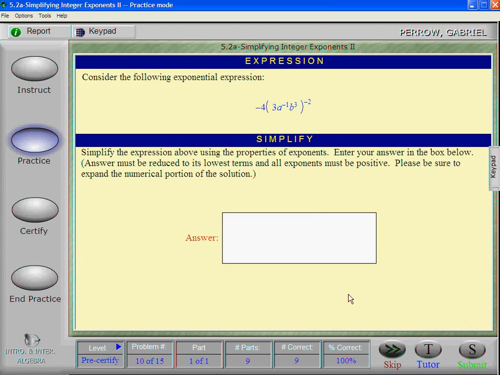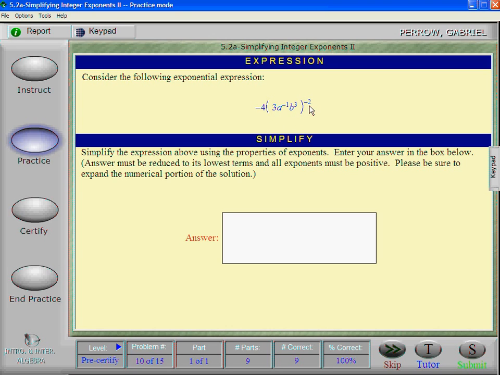Okay, here's another example from section 5.2a. We've got negative 4 times parentheses 3a to the negative first, b to the third, close parentheses, to the negative 2 power. So remember that you're going to look at this and say, I've got basically three distinct factors on the inside.